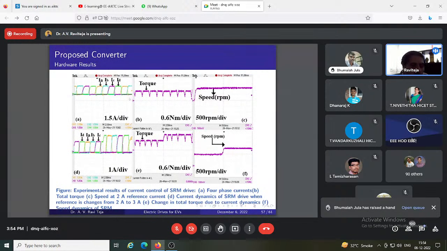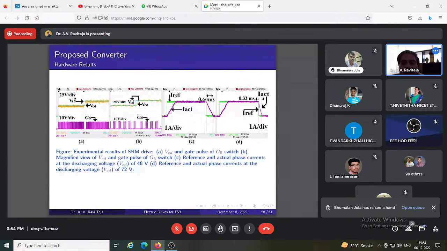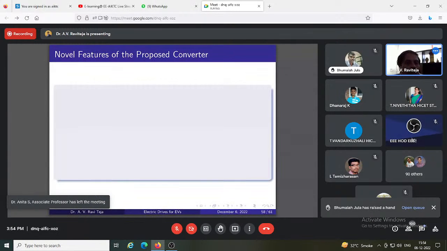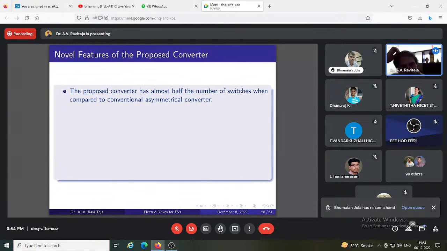This is the same: whenever there is a change in the reference current, the torque also increased and speed also changed. So the normal operation is fine, and also I'm able to control the discharge time of the motor winding, which has a direct effect on the torque ripple. Right? So the torque ripple we are able to minimize.